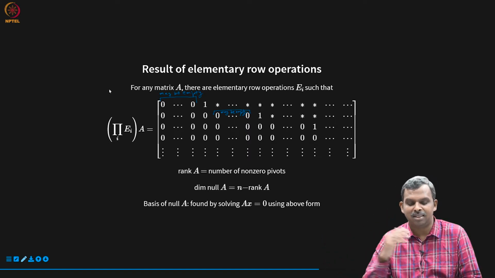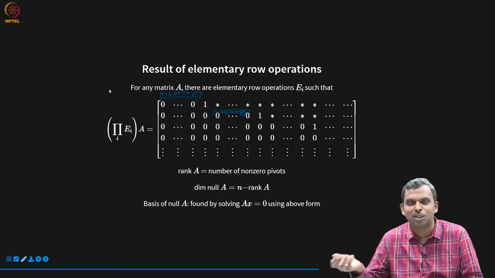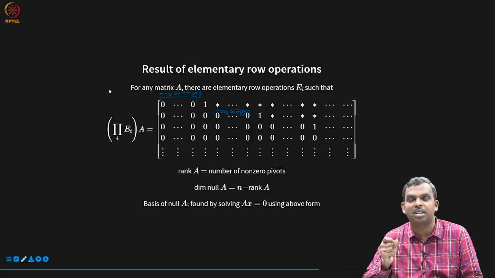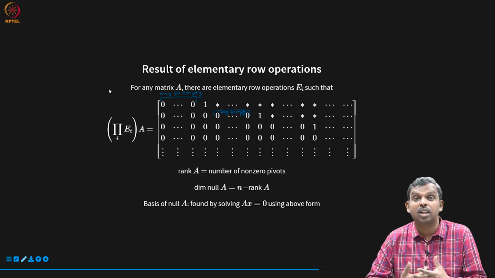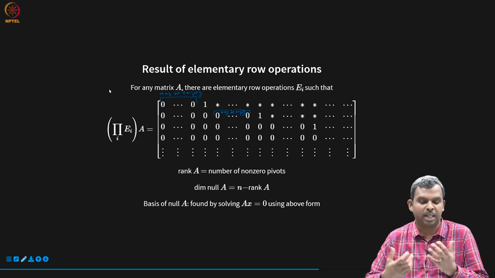So that's easy to see. The dimension of null of A is nothing but n minus rank of A. Once you find out the number of non-zero pivots, they control everything. And how do you find a basis for the null of A? We found the dimension of the null of A.